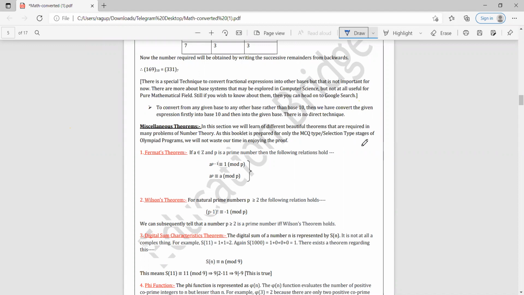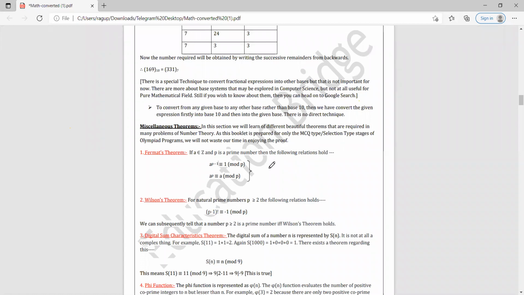So today we are going to learn theorems related to congruence, which I believe is the most important part of number theory. This video is also important for those preparing for pre-RMO, RMO, INMO, and so let's start.